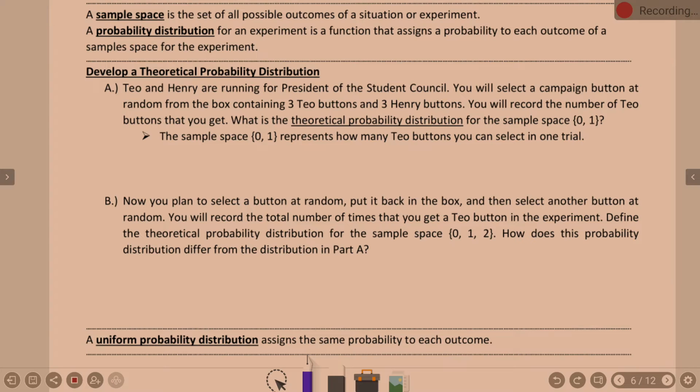Okay, now, understanding 0 and 1. That 0, 1 represents, what are we trying to do the probability for? The number of Tio buttons you get, yes? So you are just picking into a box and picking out one random button. What are your options? 50%. Okay, 50%. But the idea is that either yes, you could get a Tio button, or no, you don't get a Tio button because you would pick a Henry button. So the sample space 0, 1 represents how many Tio buttons you can select in one trial. You can either get 0 Tio buttons or you can get 1 Tio button. So thus, the possible outcomes are 0 or 1, and that's what they're asking you. And so when I go to find the probability of 0, that's going to be the idea of what is my probability of not picking a Tio button.